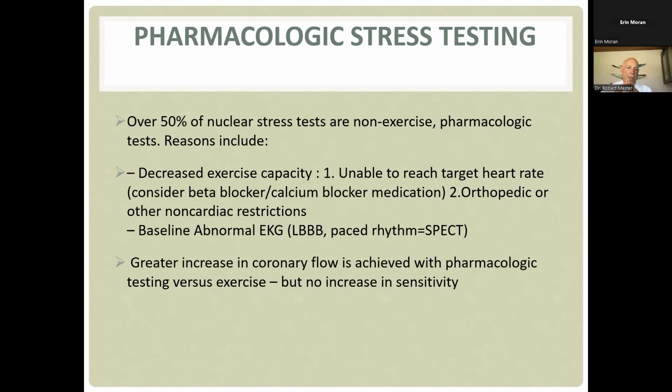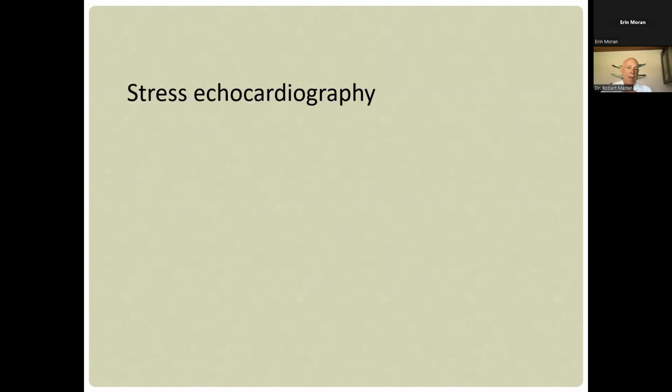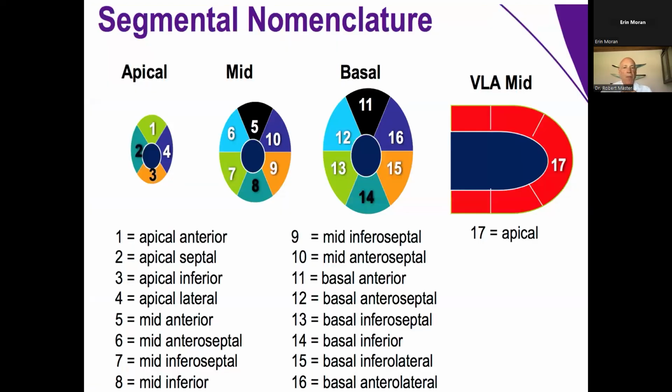Similarly, if the person has an abnormal baseline EKG, such as a left bundle or a paced rhythm, in those people, you're going to do pharmacological stress testing. Now, interestingly, pharmacological stress testing increases coronary flow greater than that achieved with exercise, but it doesn't really change the sensitivity of the test. Next slide. Next slide after this. So we're going to talk about stress echo.